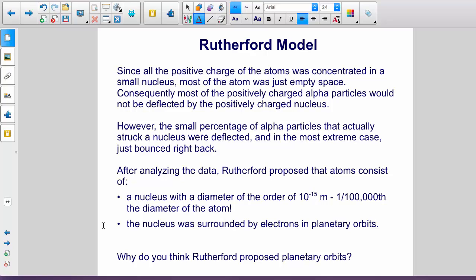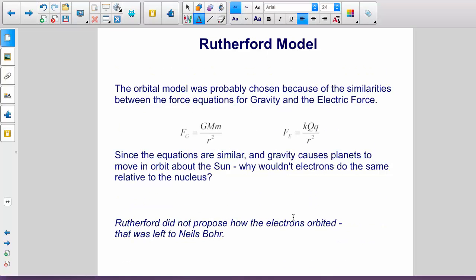Well, why do you think Rutherford proposed planetary orbits? Well, the planetary orbit model was probably chosen because of the similarities between the force equations for gravity and that of the electric force. These are shown just below.